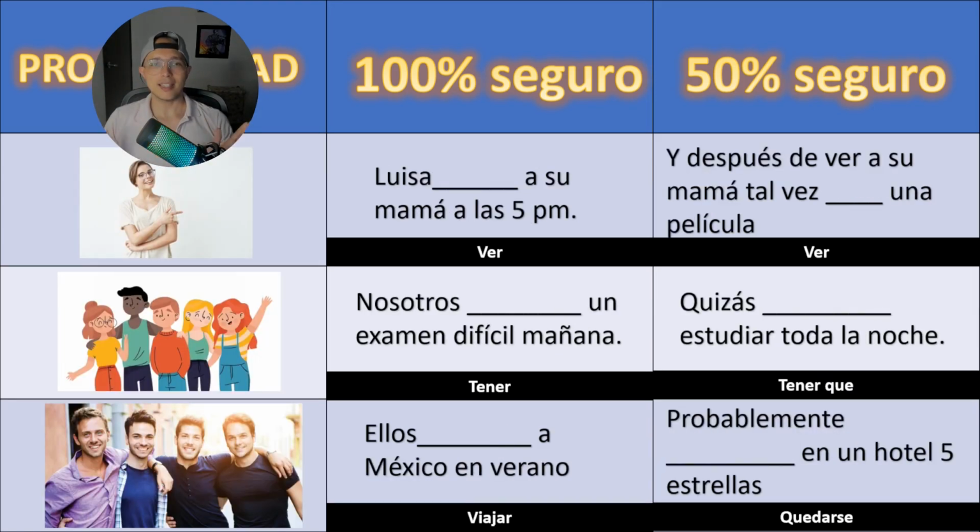Let's take a look at these examples. So we say Luisa will see her mom at 5 p.m. This is for sure, it's planned. So we say Luisa verá a su mamá a las 5 p.m. Otra vez, Luisa verá a su mamá a las 5 p.m.